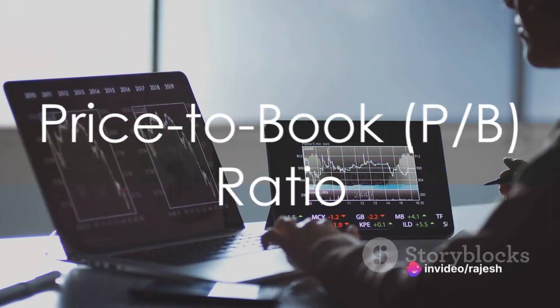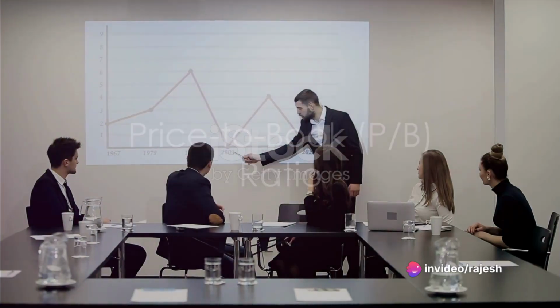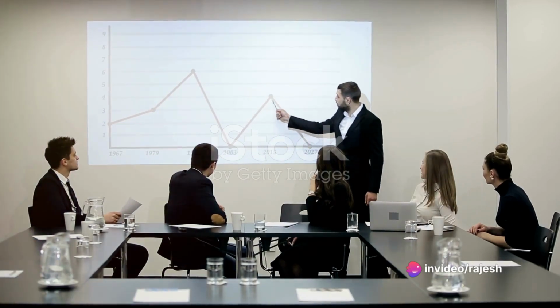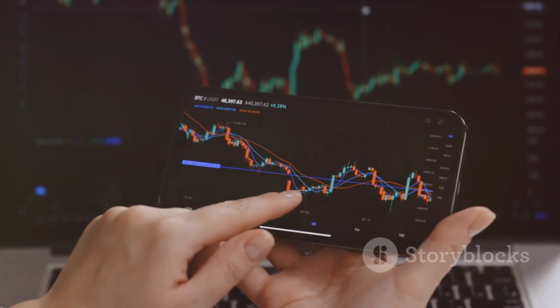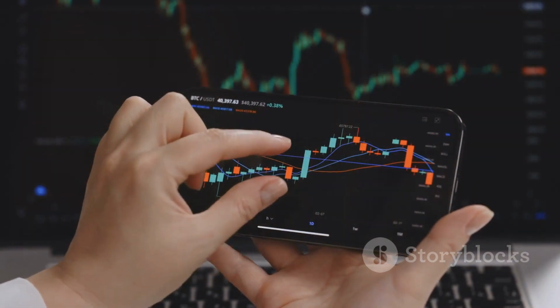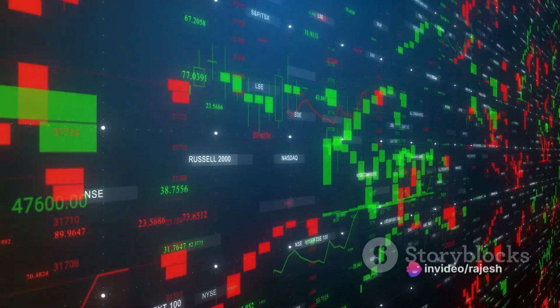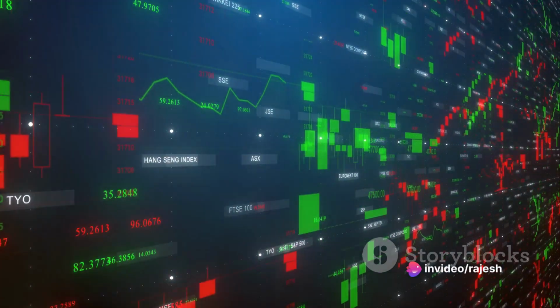Next up, we have the price to book, or PB ratio. This ratio compares a company's market price per share to its book value per share, helping us evaluate whether a stock is trading at a discount or premium to its book value. The formula? Market price per share divided by book value per share.